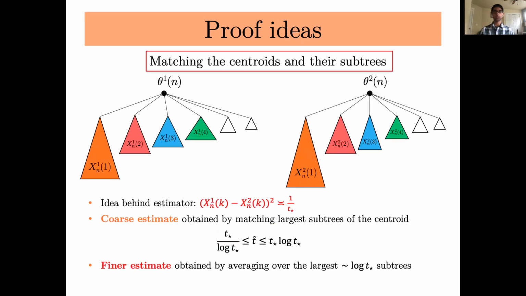To make this more refined, we're going to have to match many more subtrees of the centroid and compute similar subtree difference statistics. When we average over many of these, we reduce the variance to a point where we can get vanishing relative error.